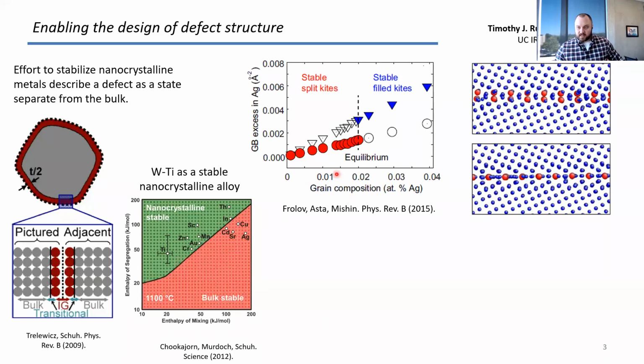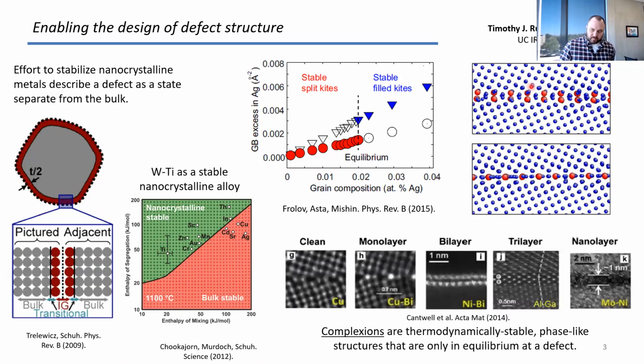One way to see this is in this really beautiful set of bicrystal simulation data from Frolov, Asta, and Mission. What these authors were doing is looking at the same boundary while increasing the composition. As they increase that composition, the grain boundary excess goes up. At some point, they get a discontinuity and then follow along another path. That's really a sign that they had something that looks like a phase transition happening inside of that boundary. In this case, it's going from a single layer of segregation to a bilayer of segregation. These transitions can be called complexion transitions.